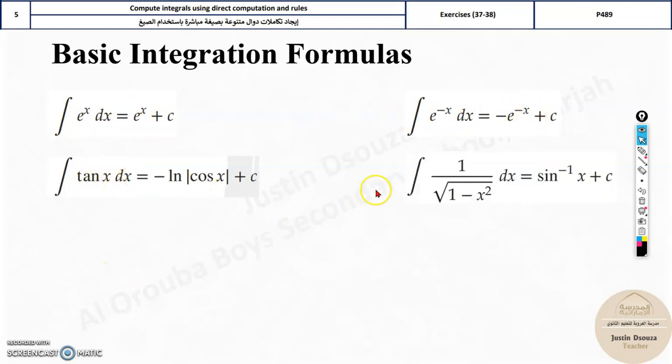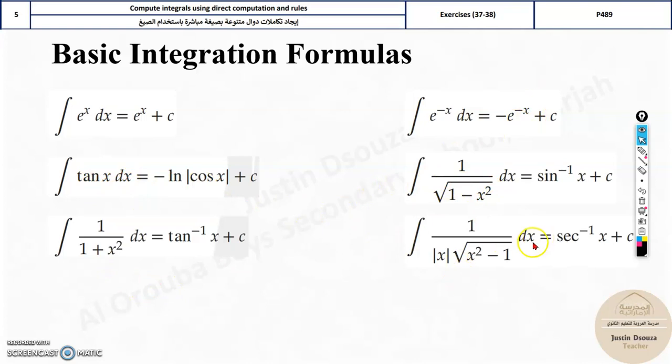And then we have over here the inverse trigonometric function formulas. These are also very important. You need to remember this. Whenever there is no square root, it's just 1 plus x squared, it's tan inverse, whereas sine inverse has square root and it's 1 minus x squared. Whereas if it's secant, then you have magnitude x times x square root of x squared minus 1.